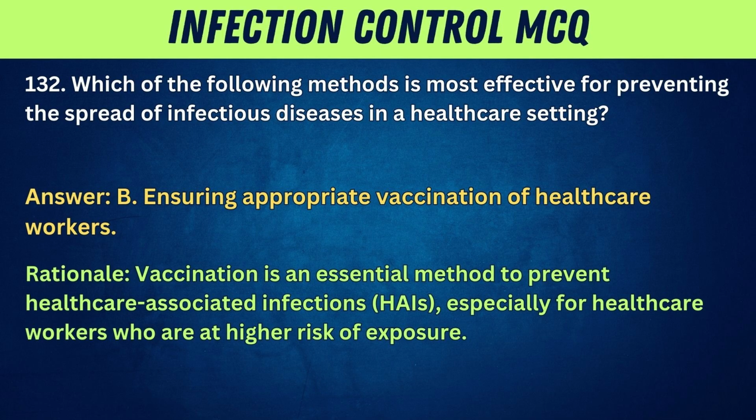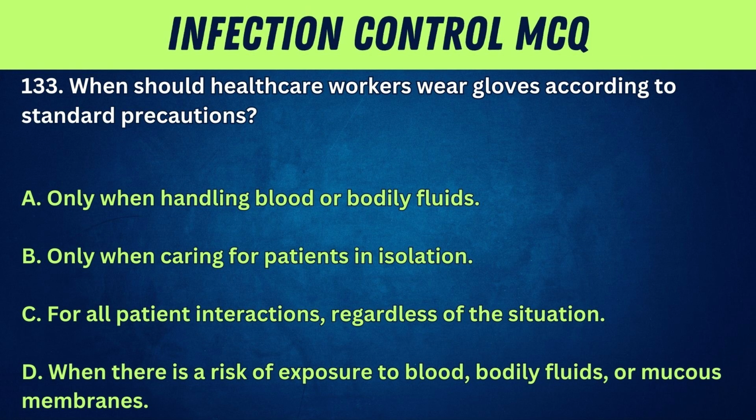Rationale: vaccination is an essential method to prevent healthcare-associated infections, HAIs, especially for healthcare workers who are at higher risk of exposure. 133. When should healthcare workers wear gloves according to standard precautions? A. Only when handling blood or bodily fluids. B. Only when caring for patients in isolation. C. For all patient interactions, regardless of the situation. D. When there is a risk of exposure to blood, bodily fluids, or mucous membranes.